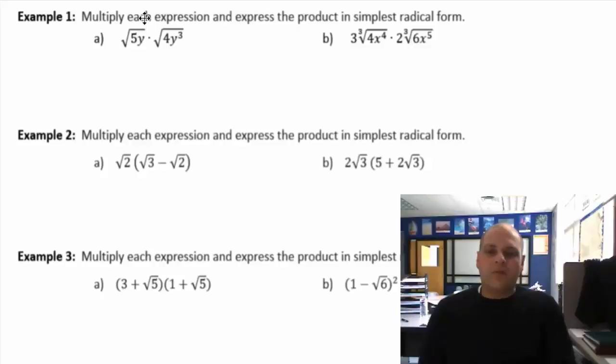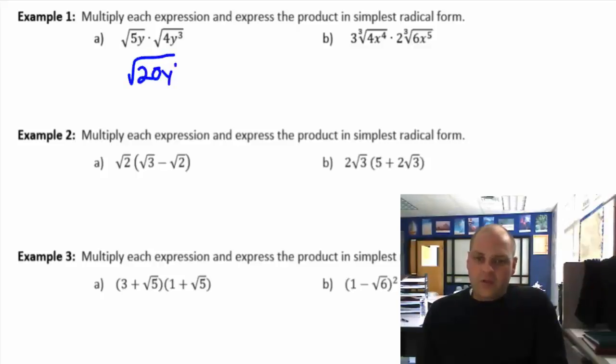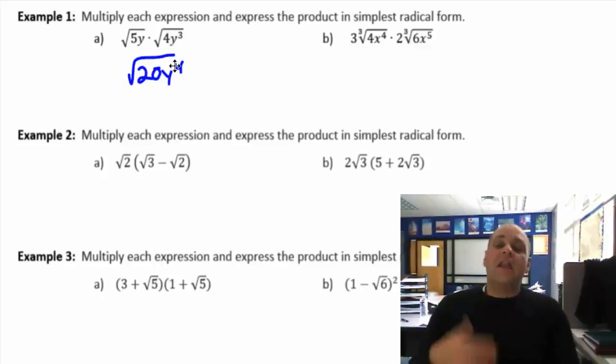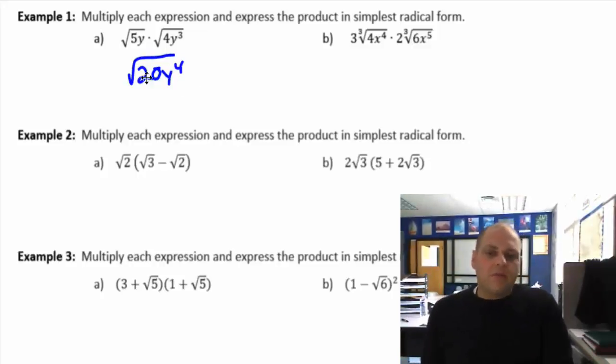So we're just going to multiply. Like radical 5y times radical 4y to the third, just going to multiply. It's going to be radical 20y to the fourth. Okay, that comes out to radical 20. And now it's just simplifying, which we've done. We've already done something like this, so you should be able to do this by now rather quickly, hopefully.